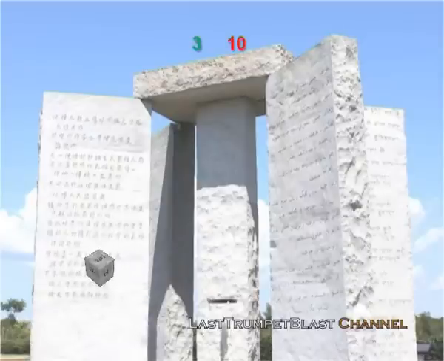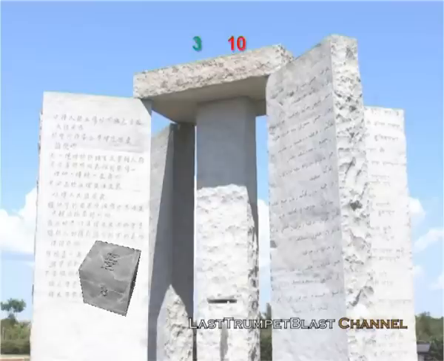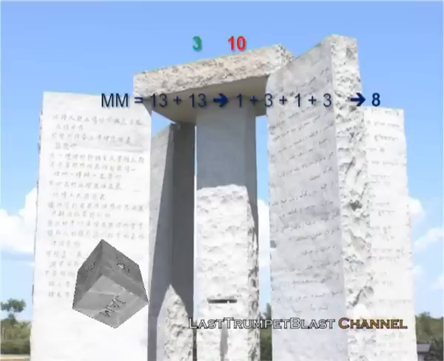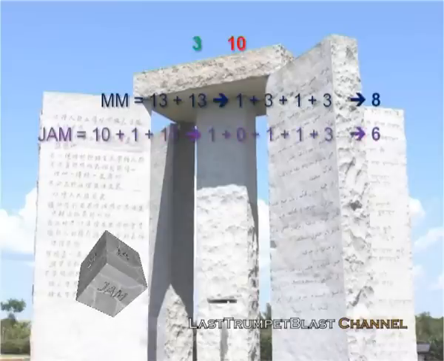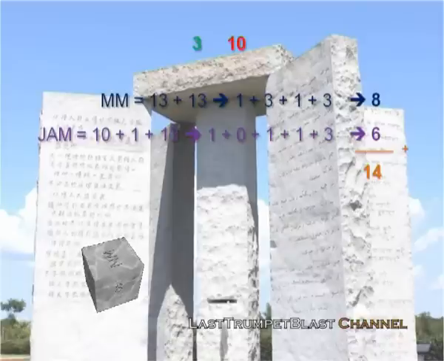Here, letters are used and we need to translate them to numbers. This is easy. Letters are numbered according to the alphabet. A is 1, B is 2, etc. Thus, MM is 13 plus 13, or 1 plus 3 plus 1 plus 3 equals 8. JAM is 10 plus 1 plus 13, or 1 plus 0 plus 1 plus 1 plus 3 equals 6. We now add the 8 and the 6 and we get 14.